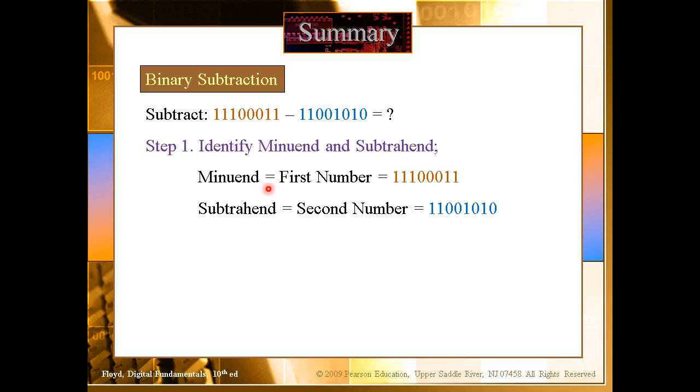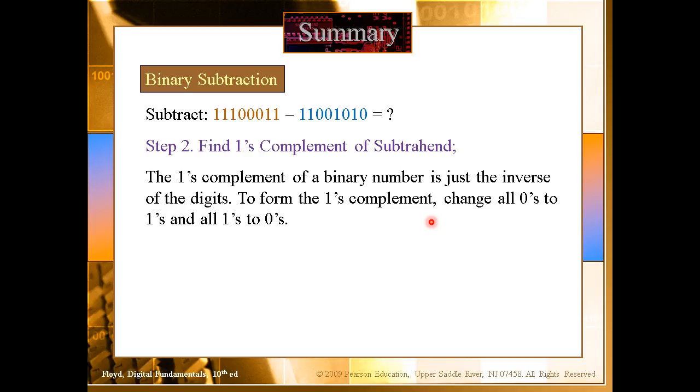Now I listed both numbers here, and at the right side I listed those numbers. So this is my step 1. Step 1 identifies which one is the subtrahend and which one is the minuend. It's very easy, right? We are given those two numbers already in the question. Step 2: we'll find the ones complement of the subtrahend.